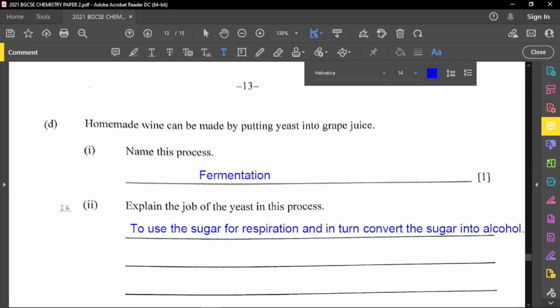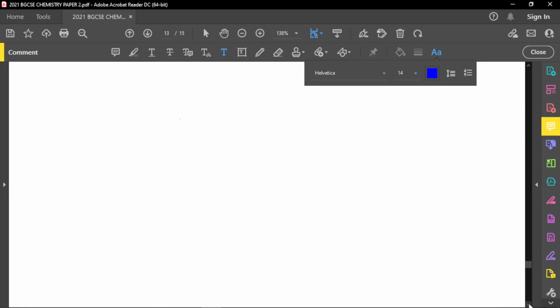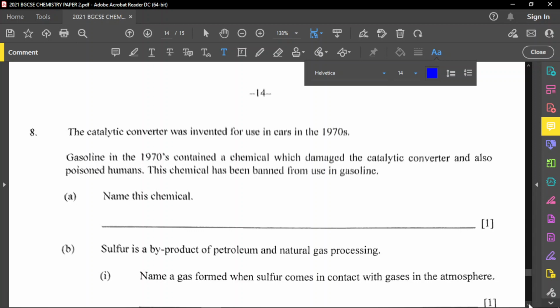While the yeast is using the sugar for energy, for respiration to produce energy, in turn what it does is convert the sugar into alcohol. So alcohol is formed as the byproduct of the fermentation of yeast, or the respiration process in yeast. All right. Last question and we finish. Now it said the catalytic converter was invented for use in cars in the 1970s, right?